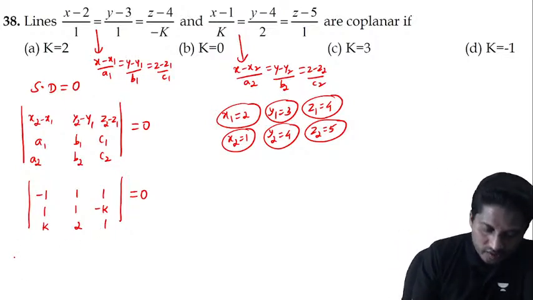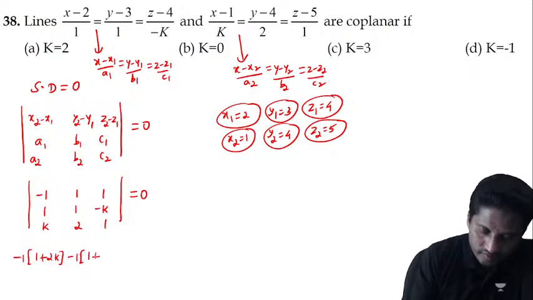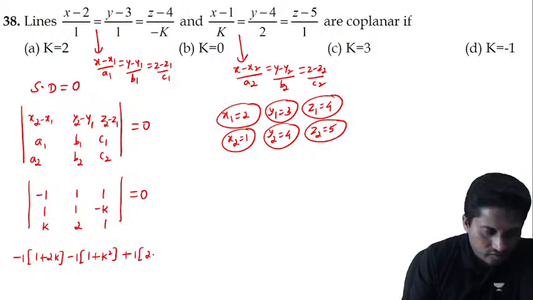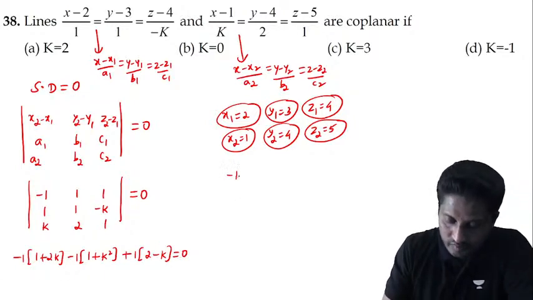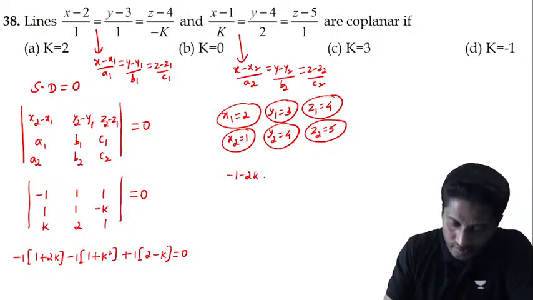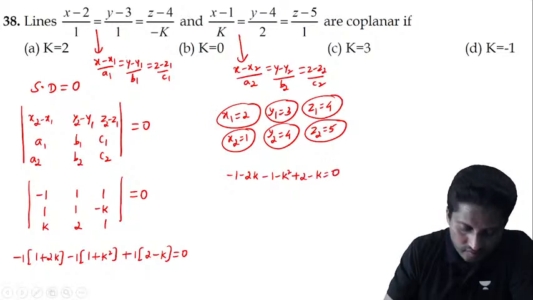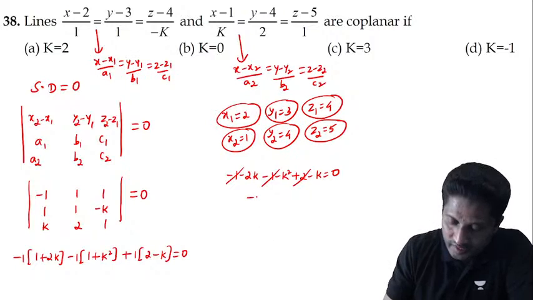Let's expand this. Minus 1 into delete first row first column, 1 plus 2k, minus 1 delete first row second column, 1 plus k square, delete first row last column, you will get 2 minus k equal to 0. So this is minus 1 minus 2k minus 1 minus k square plus 2 minus k is equal to 0. Minus 1 minus 1 is minus 2, which will cancel with plus 2. So I get minus k square minus 3k is equal to 0.